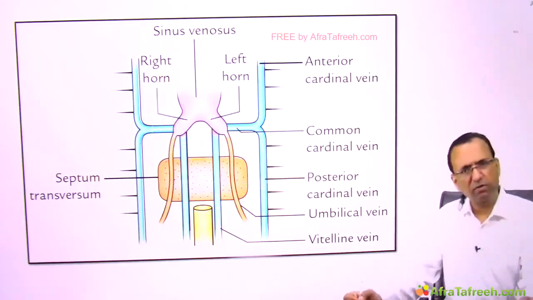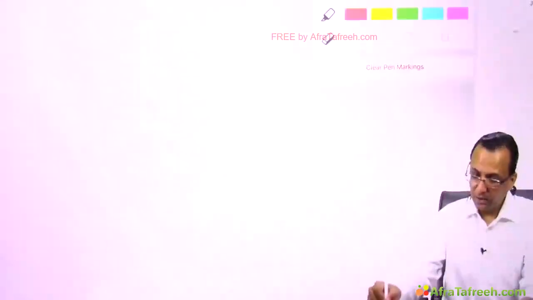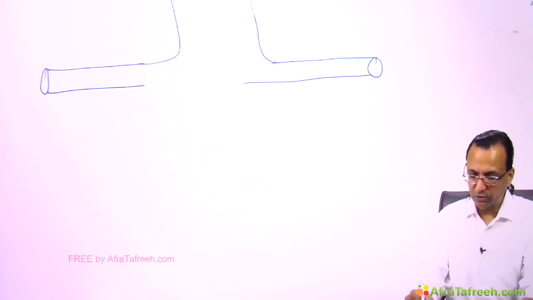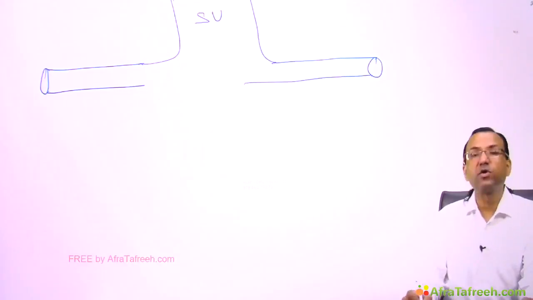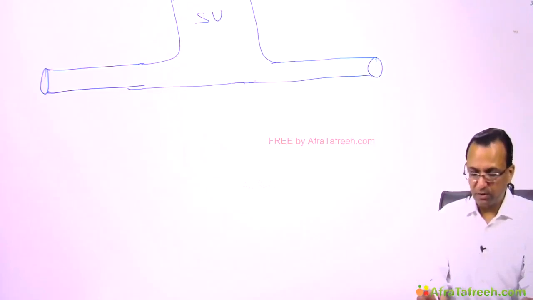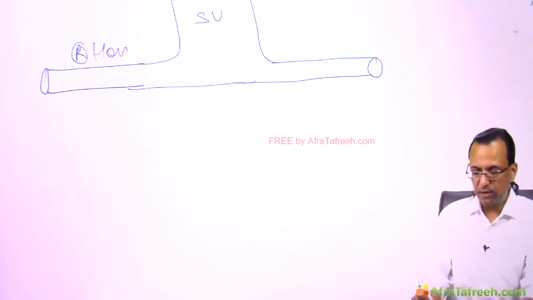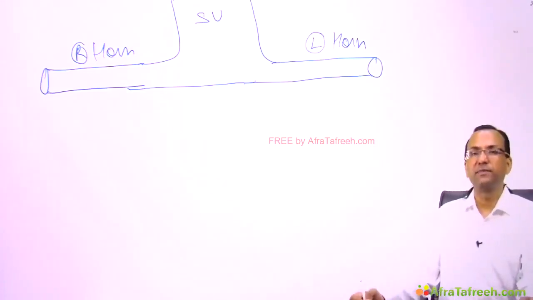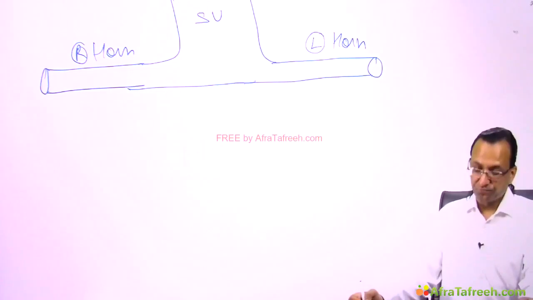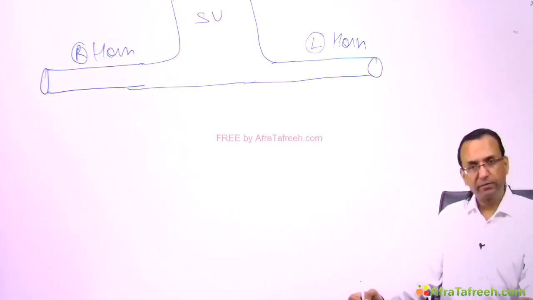So this is the diagram we have to draw. Yes, let us draw. You are telling that this is the right horn and left horn of the sinus venosus. Yes, this is the sinus venosus. Sinus venosus is the lower venous end of the heart tube. So this is the right horn of the sinus venosus and left horn of the sinus venosus, and that is where you want to drain the 3 veins, isn't it? Yeah, that's what. Okay, then drain it.